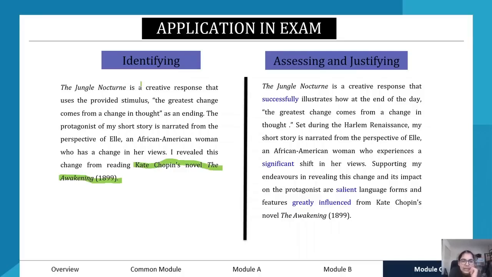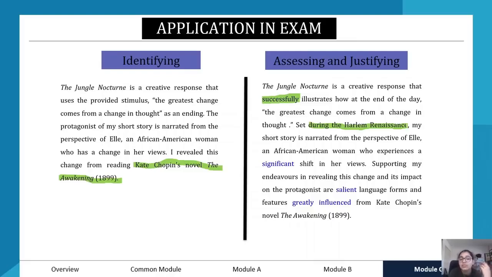So let's have a look here at assessing and justifying. The Jungle Nocturne is a creative response that successfully illustrates how, at the end of the day, the greatest change comes from a change in thought. So key here, sell your work successfully. Set during the Harlem Renaissance, my short story is narrated from the perspective of Elle, an African American woman who experiences a significant shift in her views. So give a bit of context, show the marker that you've planned it out, that you've thought about the setting, the context, the purpose, that you've researched, right?